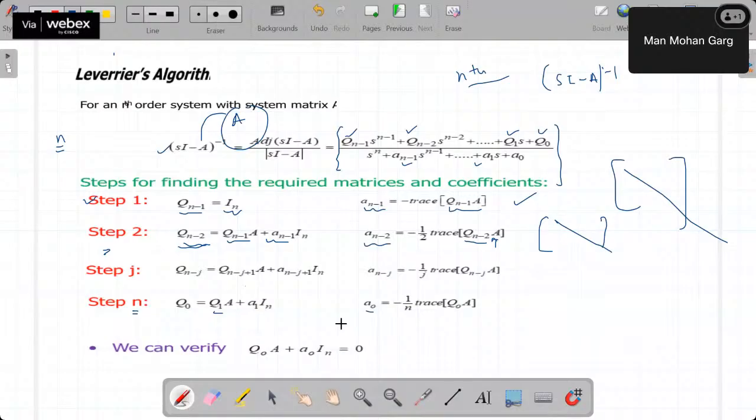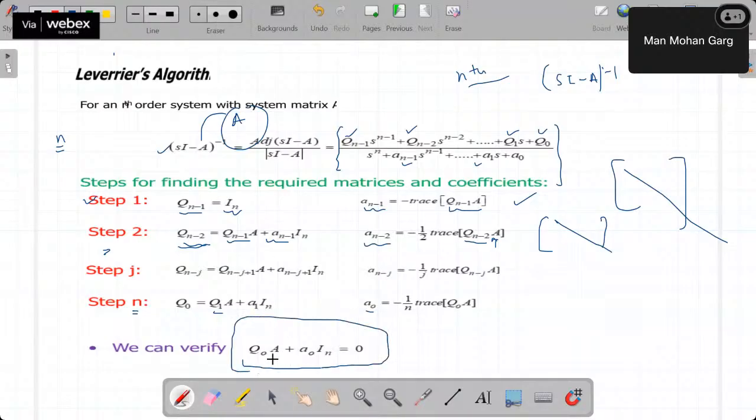But now one may say, okay, we got these different matrices and coefficients which we put here directly, and we can get the transfer function. But what is the guarantee that these coefficients and matrices which were obtained are correct? How to check? The good thing is that in this algorithm, there is a check.